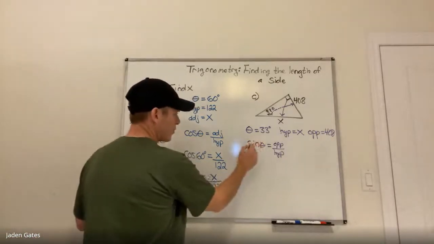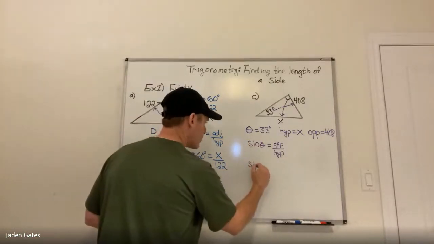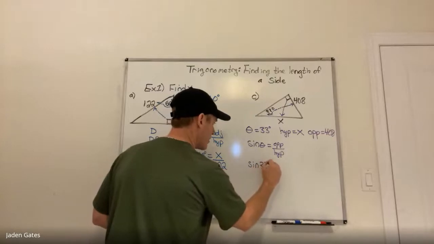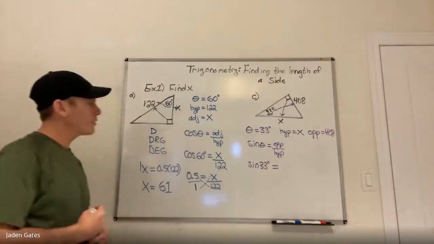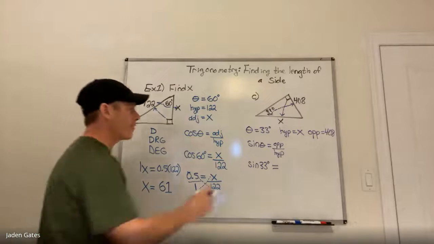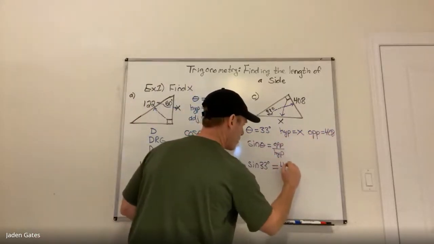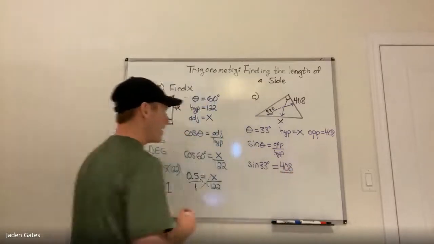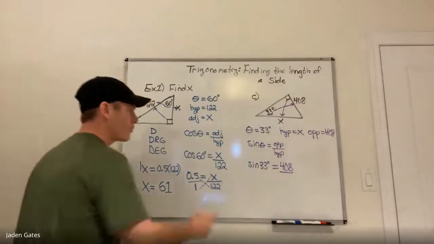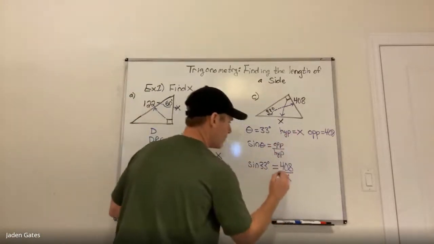All right, so now, third step, I'm going to substitute my information in, and then I'm going to solve for my x. So sine theta, well, that's sine of 33 degrees, equals the opposite. Again, I've got my information written out, so I'll just grab it. There's a 408, there is my opposite. And the hypotenuse is, in fact, what we're trying to find. So that's our x value.